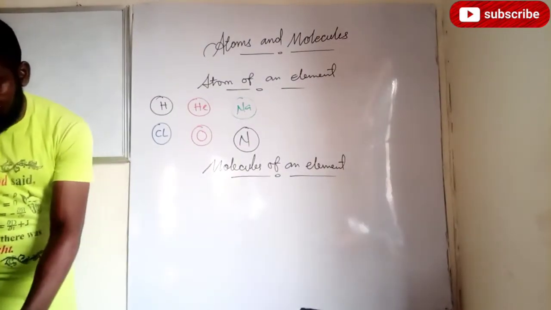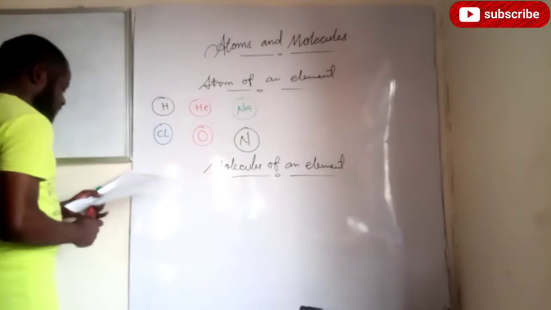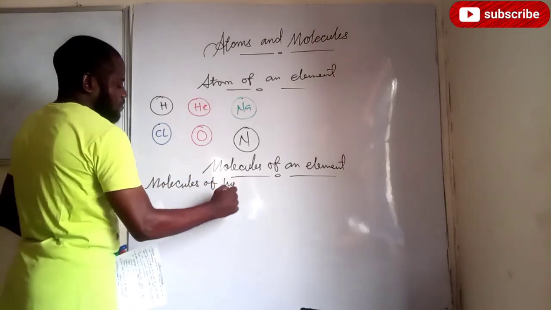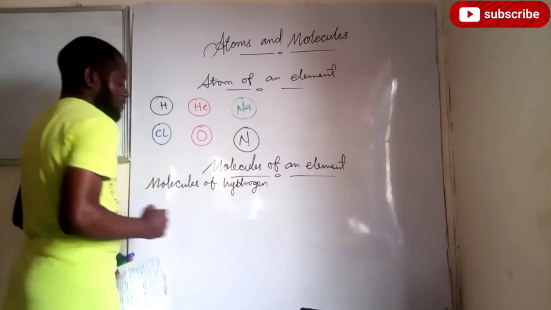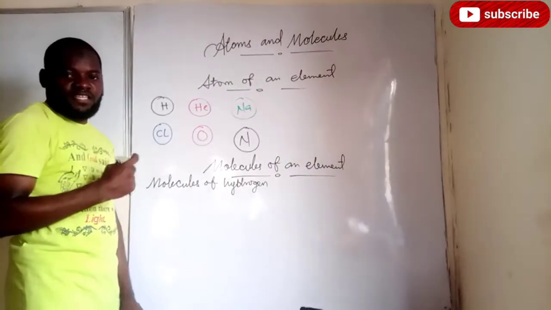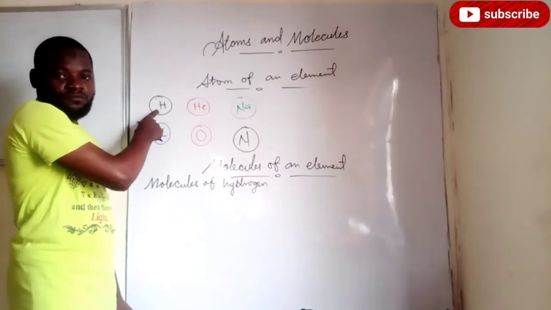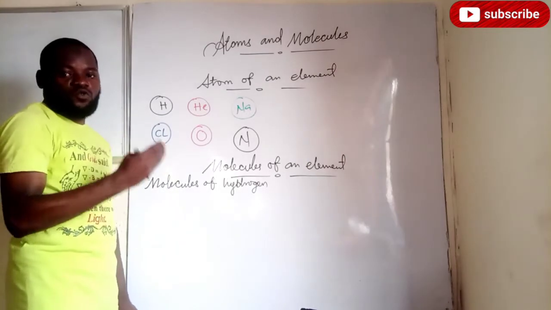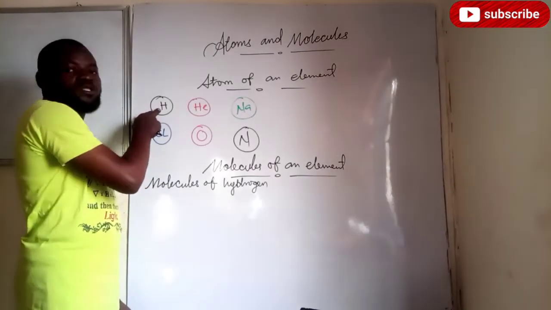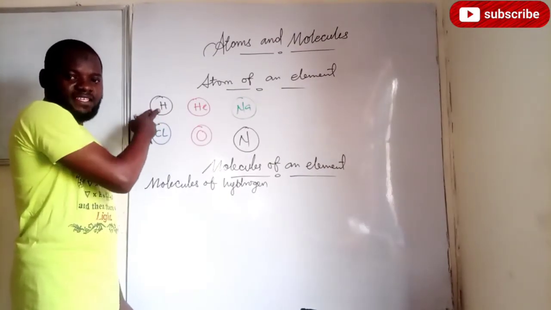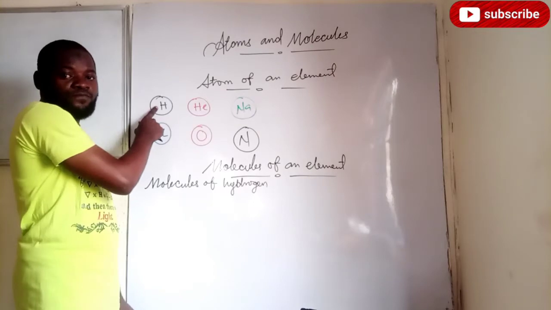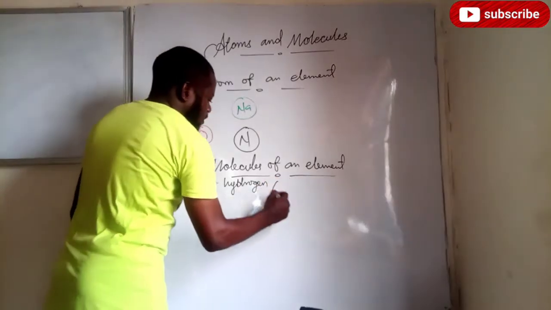when you talk about molecules of an element, we have, for example, molecules of hydrogen. What is the molecule of hydrogen? You know that one hydrogen cannot stand alone, because it has just one electron. Before an element can be stable, it has to attain the duplex structure or the octet structure. That is, these elements must have at least 2 electrons or 8 electrons. But hydrogen has 1 electron, thus it's not stable. In order for this hydrogen to be stable, it needs another hydrogen.